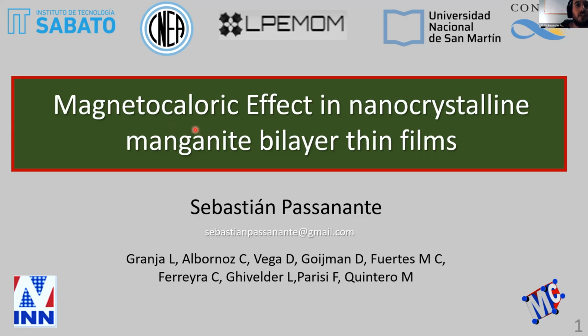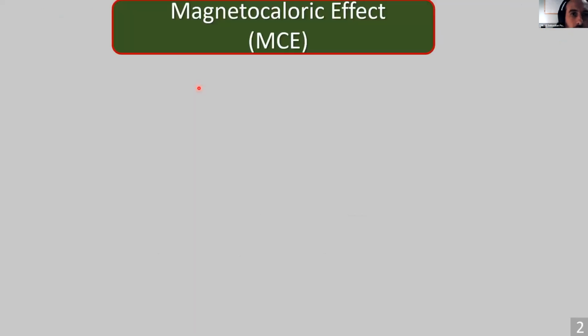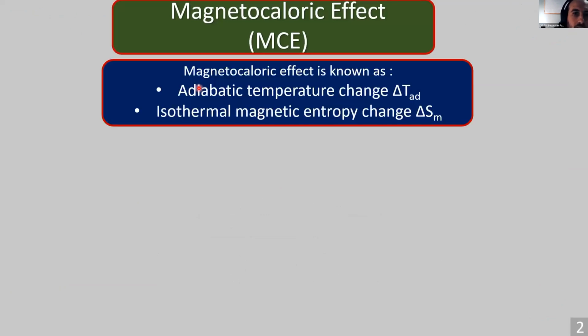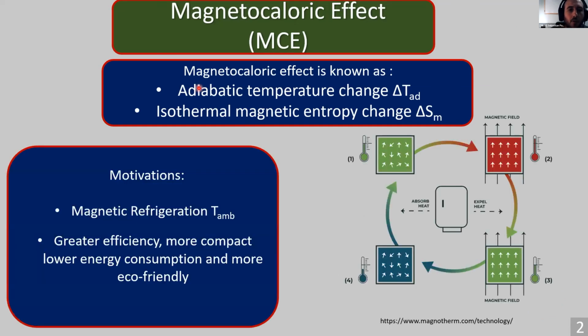Yeah, that's okay. First of all, let's talk about what is the magnetocaloric effect. The magnetocaloric effect is known as the adiabatic temperature change, which happens in a material when a magnetic field is applied. You can also think about it as the isothermal magnetic entropy change in a material, obviously, when a magnetic field is applied.